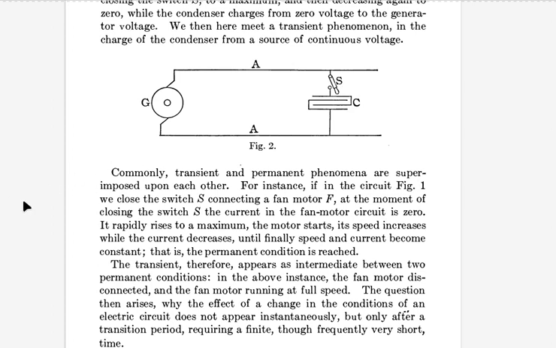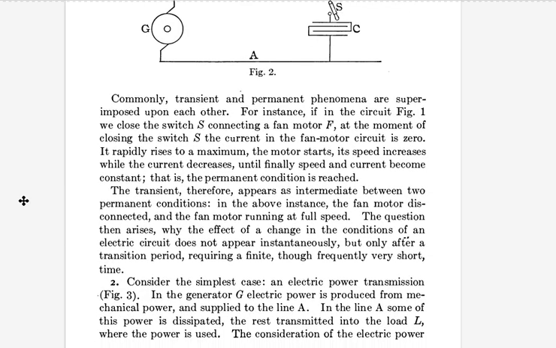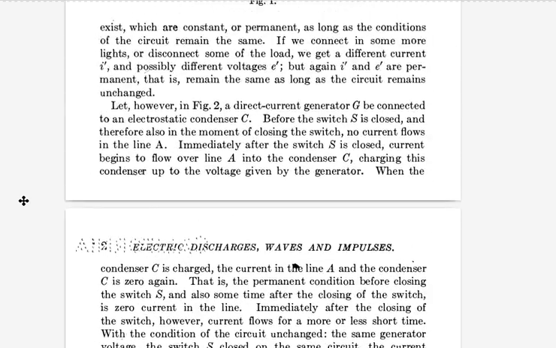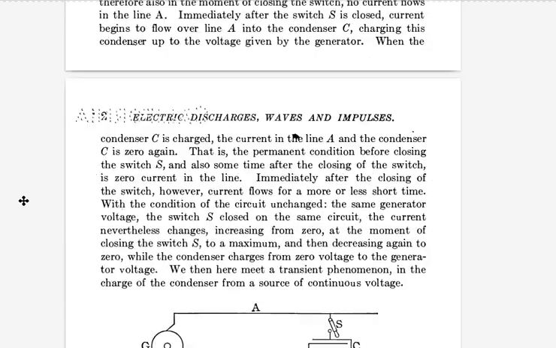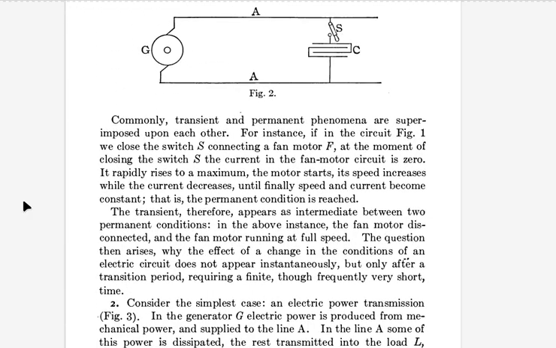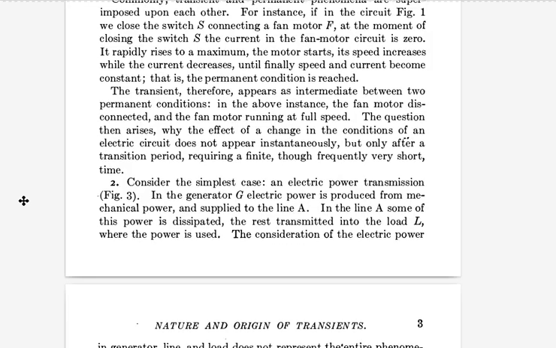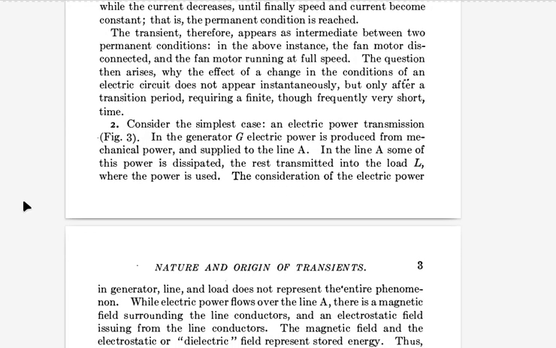Commonly, transient and permanent phenomena are superimposed upon each other. For instance, if in the circuit Figure 1 we close the switch S connecting a fan motor F, at the moment of closing the switch S the current in the fan motor circuit is zero. It rapidly rises to a maximum, the motor starts, its speed increases while the current decreases, until finally speed and current become constant, that is, the permanent condition is reached. The transient, therefore, appears as intermediate between two permanent conditions. In the above instance, the fan motor disconnected, and the fan motor running at full speed.